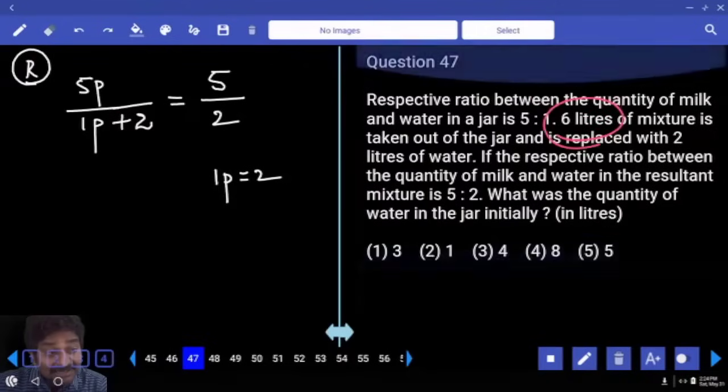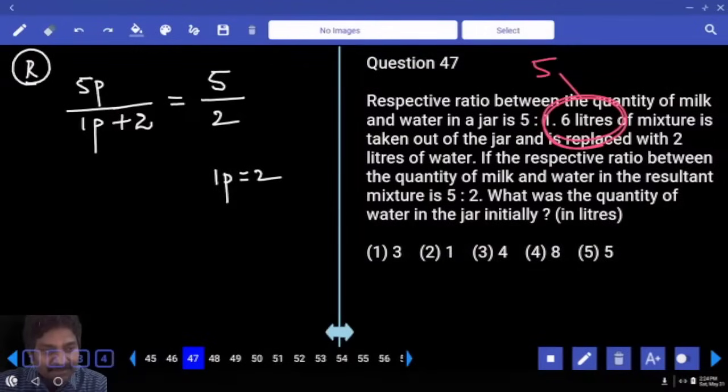Already how much quantity is taken out? In this 6 liters, milk was 5 liters, water was 1 liter. Correct? That means after taking 1 liter out, we still have 2 liters in it. So for the initial water, you have to add 1 liter. Answer is 3 liters. You got it? Yes.